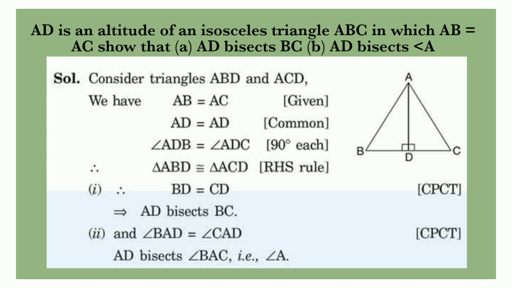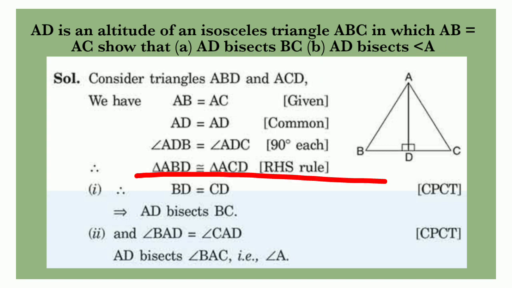So here AB equal to AC. Already the question is given, isosceles triangle. So AB equal to AC, it is given, and AD is the common side. And also angle ADB is equal to angle ADC, it is 90 degrees. So R means right angle, it is given. H means hypotenuse, that is AB and AC both are equal, and any side, so we take AD as the common side. So these two triangles are congruent by the RHS rule.